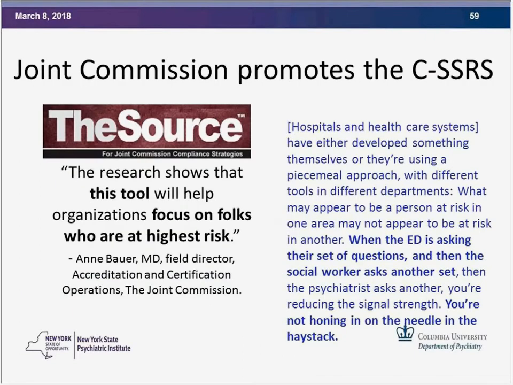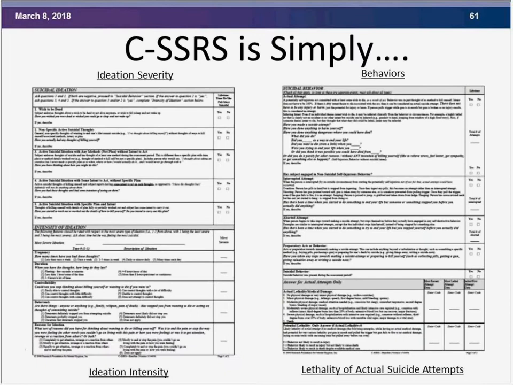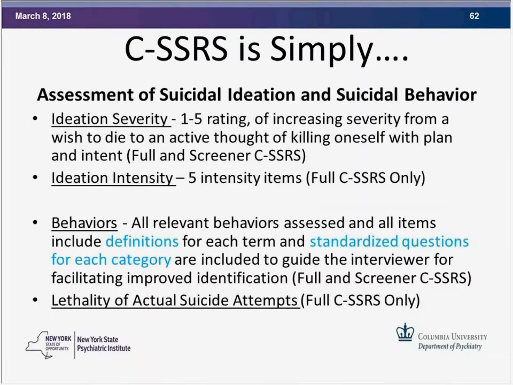And that's why the Joint Commission now is promoting the CSSRS for its accredited hospitals so that they can screen for suicide. So let's talk about the actual instrument itself. The CSSRS is simply, in its full form, a 2-page assessment of suicidal thoughts and suicidal behaviors. Suicidal thoughts is broken up into 2 sections of 5 questions each, one on the severity of their thoughts and one on the intensity of those thoughts. And then behaviors assesses 4 behaviors and the lethality of any attempts.